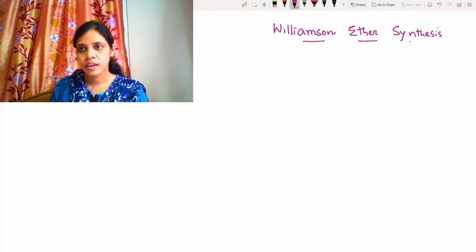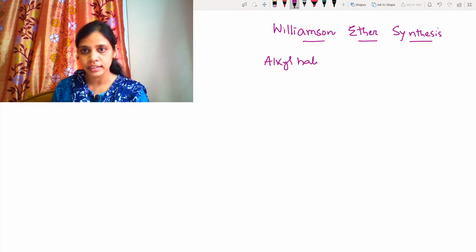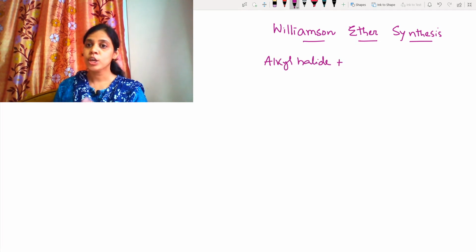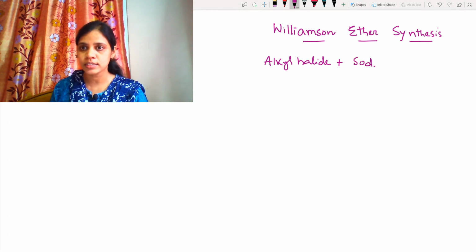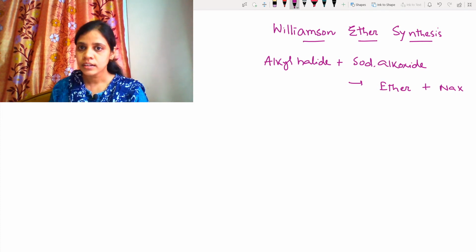Okay, here the alkyl halide should be primary. So I write: alkyl halide reacts with sodium alkoxide. What is this? This is sodium alkoxide. Then we get ether and sodium halide. So here the two reactants are alkyl halide and sodium alkoxide.